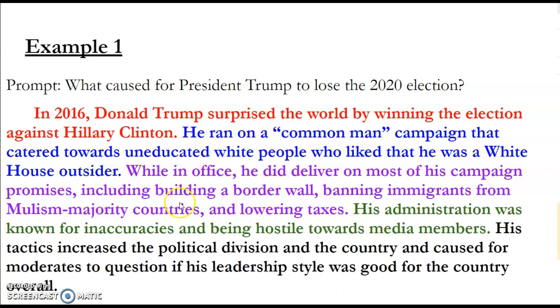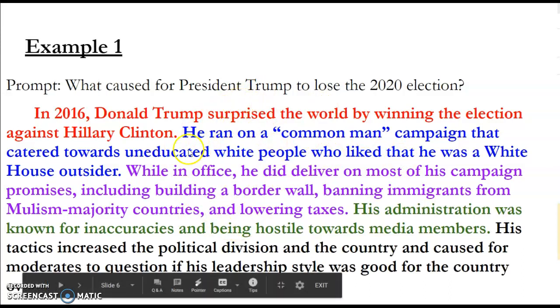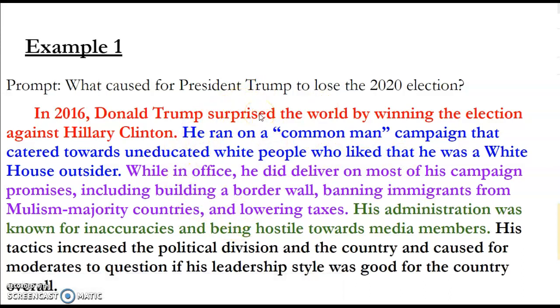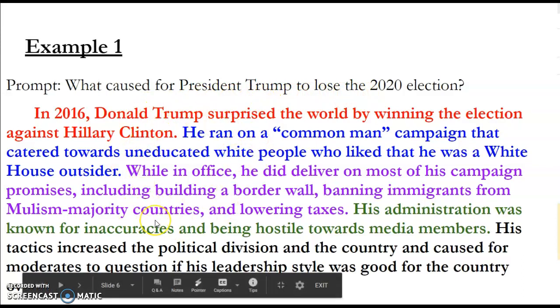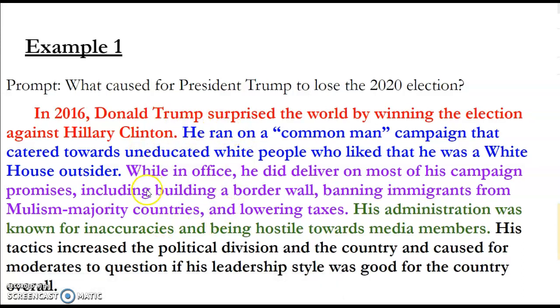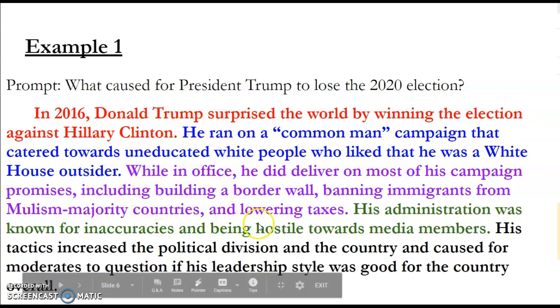Note that in this, I have not started my argument yet at all. You should not be starting your argument. I should not be explaining why President Trump lost the 2020 election with this information. All I'm trying to do is build up knowledge for my readers so that they can have a better understanding of the topic that we're talking about.